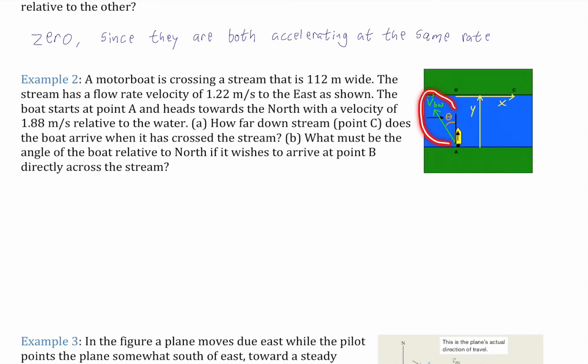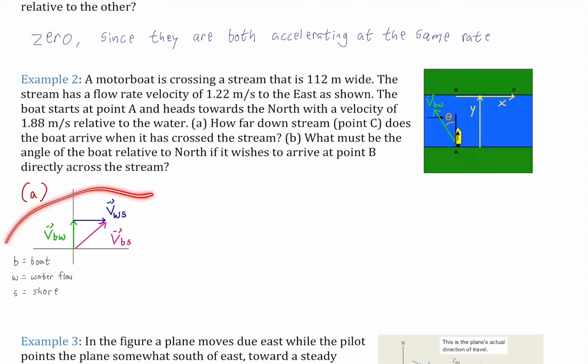We actually aren't going to need this picture until we get to part B. Here I've just defined that I'm calling the width of the stream y, and the streamwise drift of the boat x. Here I've drawn the vectors showing that the two velocities that were given, the boat relative to the water and the water relative to the shore, are at right angles to each other. Essentially, this is the east direction and this is the north direction, and in fact, that's exactly what they are.